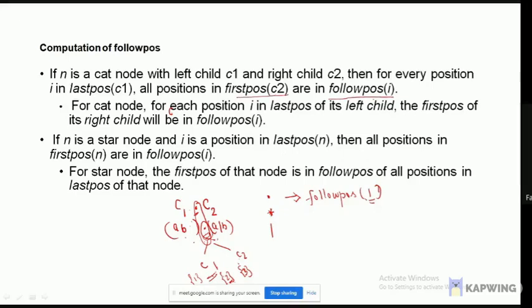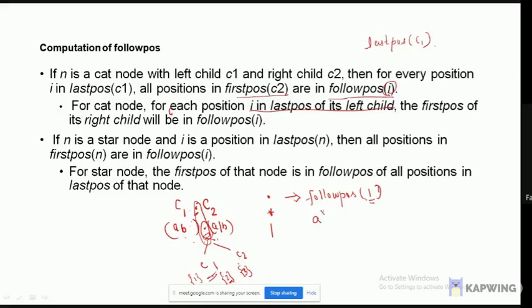Clear? But what is that i? i is nothing but whatever numbers you are having in the last position of C1. I will show you with an example, right? This is: for each position i in the last position of a child, the successor is the first position of its right child. Okay. Now let's move to the next operator, star.